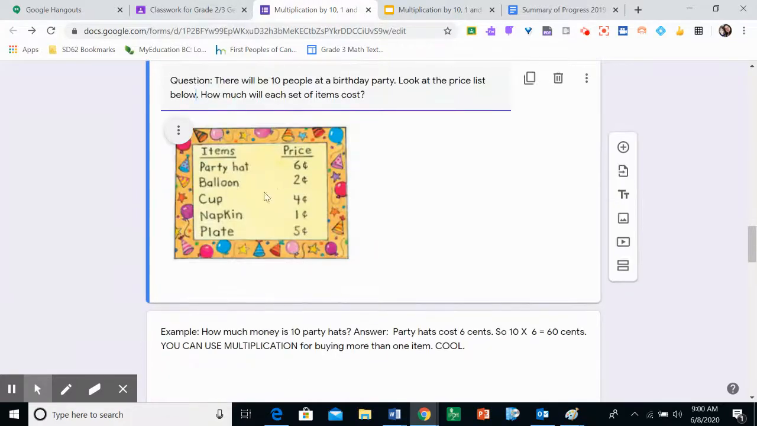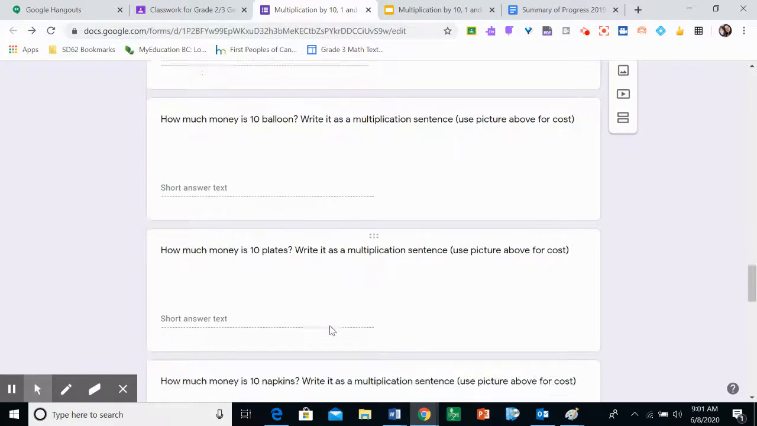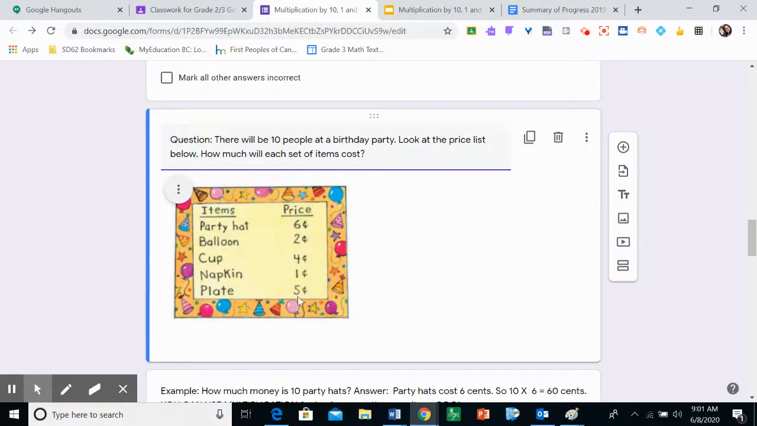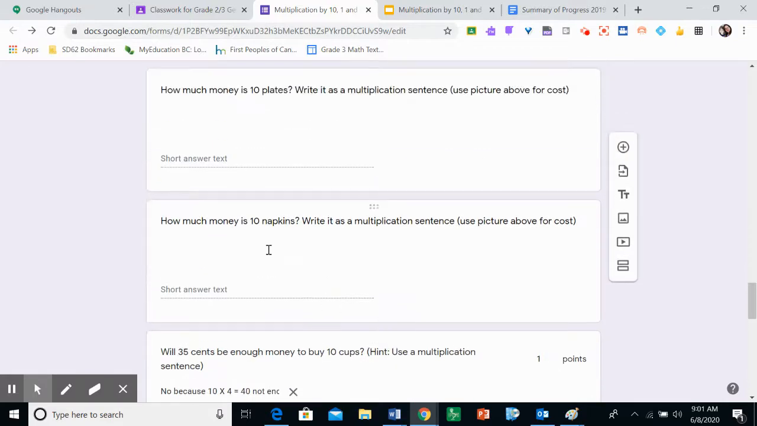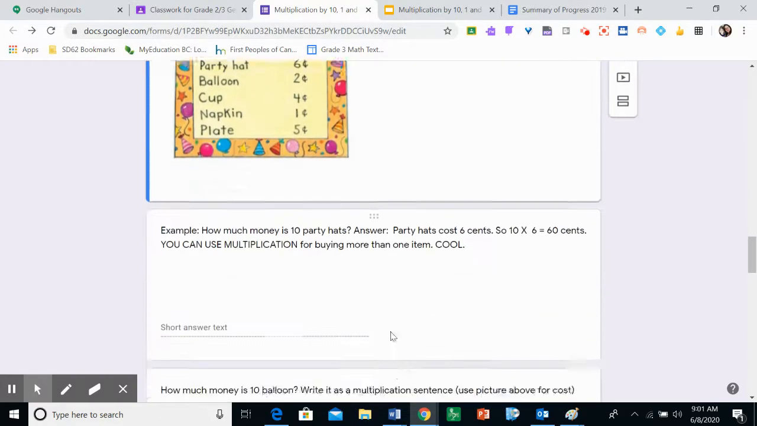So here, how much money is 10 balloons? When I look at balloons, balloons are 2 cents. We want to buy 10, so 10 groups of 2 equal. How much money is 10 plates? Plates are 5 cents each. So 10 times 5 equals. How much money is 10 napkins? Napkins are worth 1 cent, right?